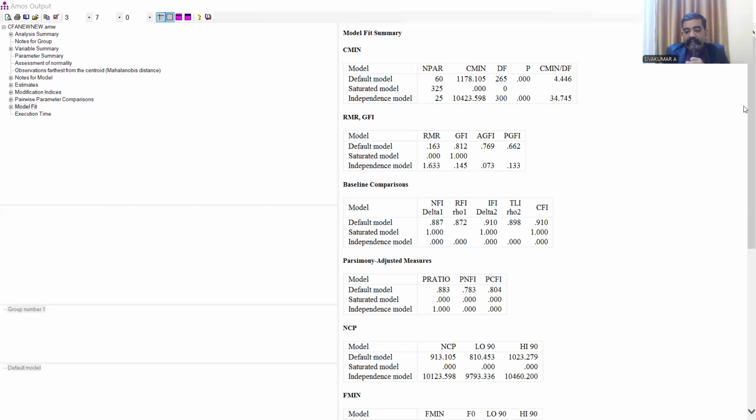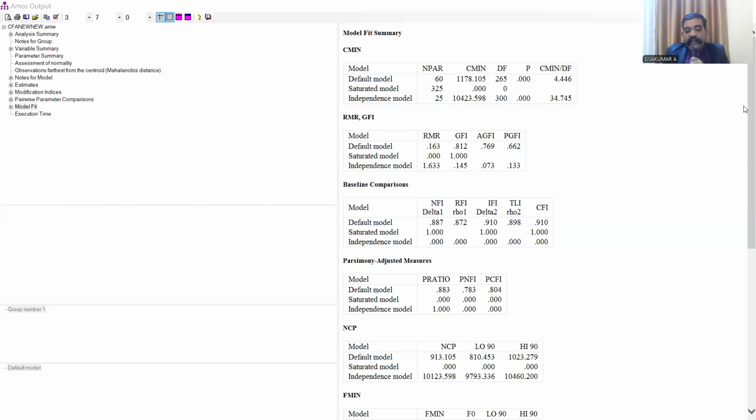Incremental fit indices, that is the next heading. These compare the proposed model to a baseline model. You have to note the default model values. You need not notice the other values. You have to only think about the default model values.